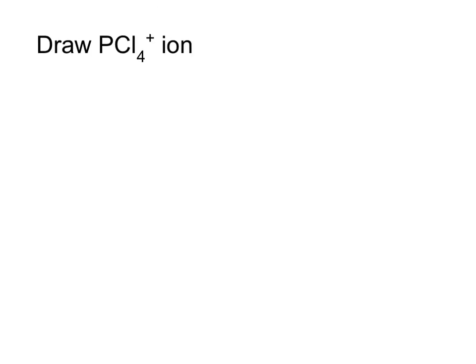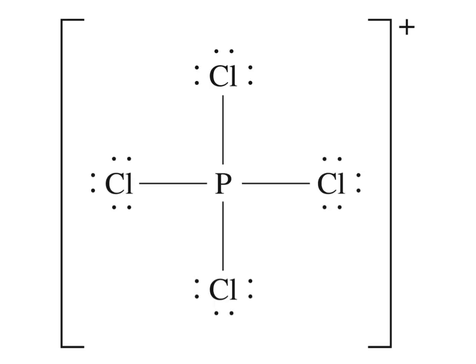And so now we're going to do the same thing for the PCl4 plus ion. So go ahead and stop the video now, draw your Lewis structure, and then restart the video to check your answer. And so here's our Lewis structure for PCl4 plus. We see that we have 4 electron domains. All 4 of those are bonding. And so we have an electron geometry of tetrahedral and a molecular geometry that is also tetrahedral.